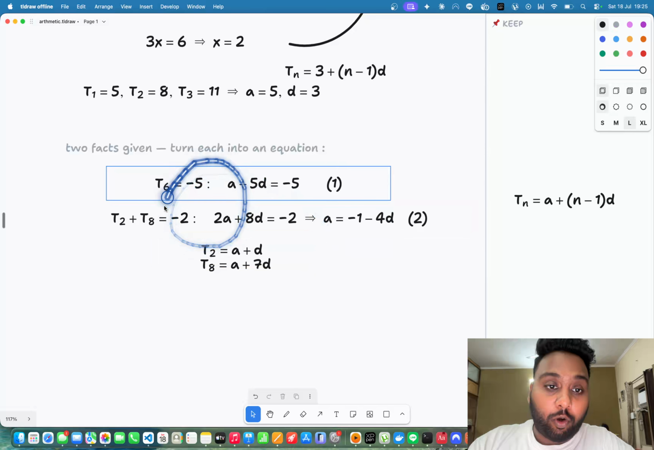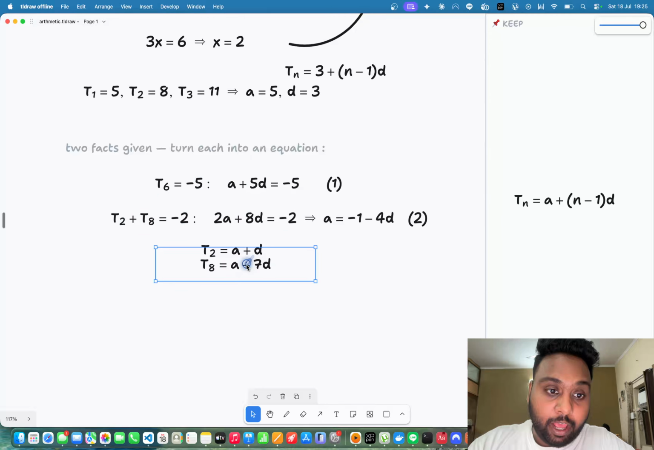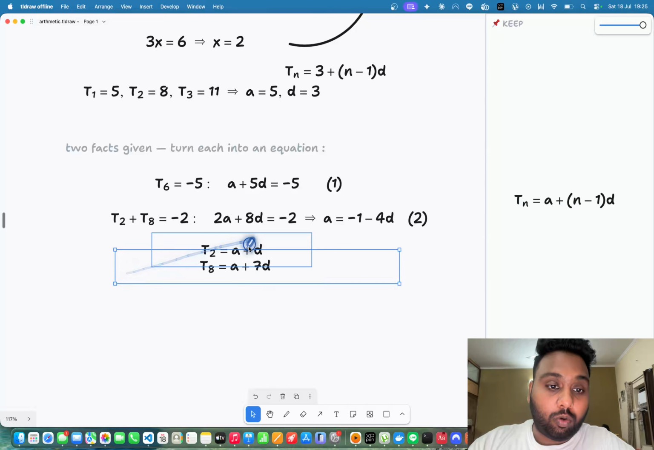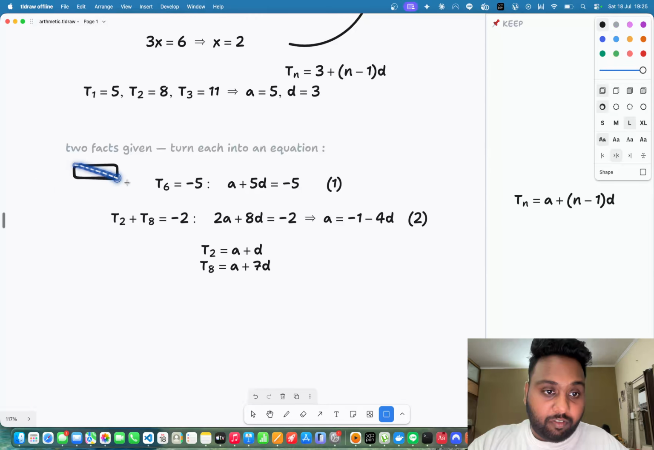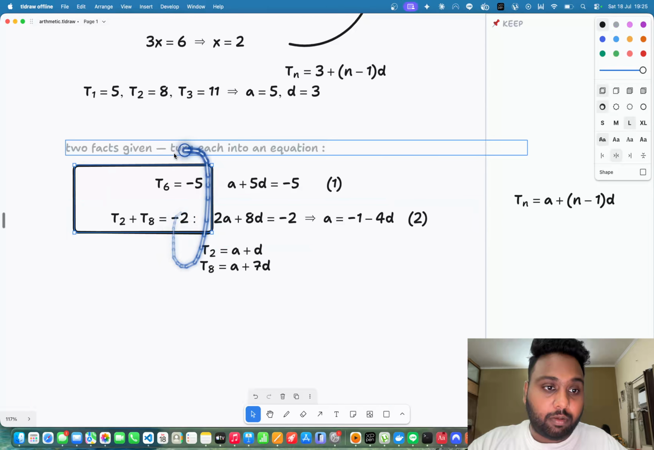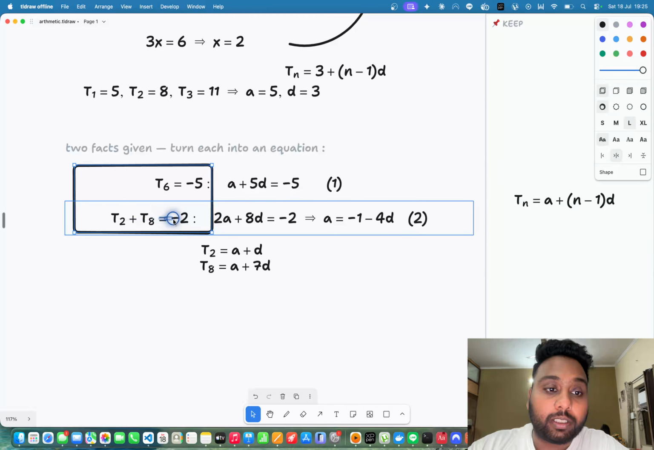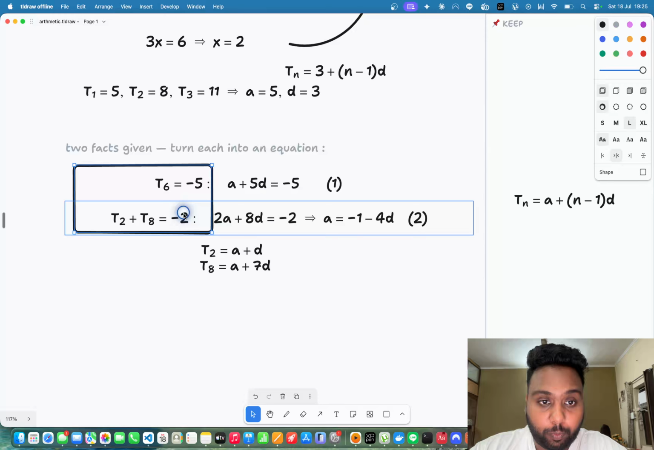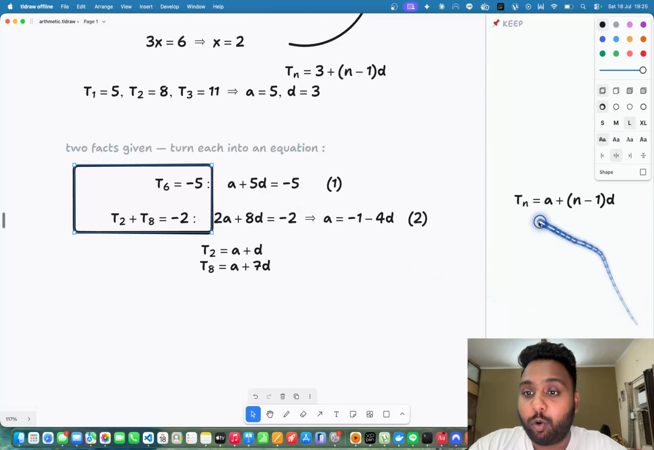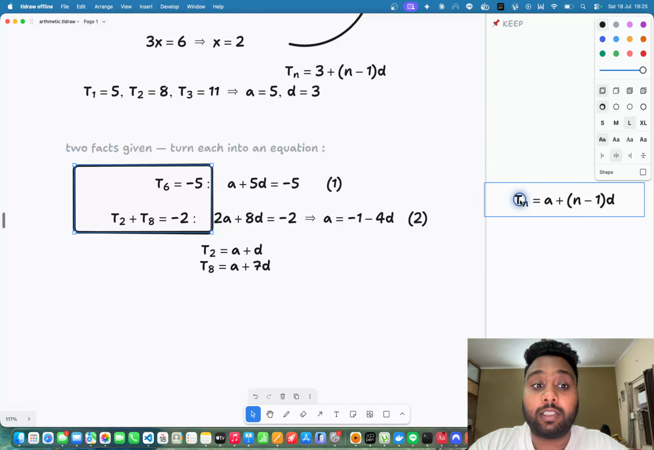Here I want you to carefully understand what we did and how we are going to deal with things like this in the future. When the question is given to you, it will only be given that t6 is minus 5 and t2 plus t8 is minus 2. This is the only information given. To find the generalized formula for this sequence, I need to find the value of a and the value of d. N is the thing which is already dependent.